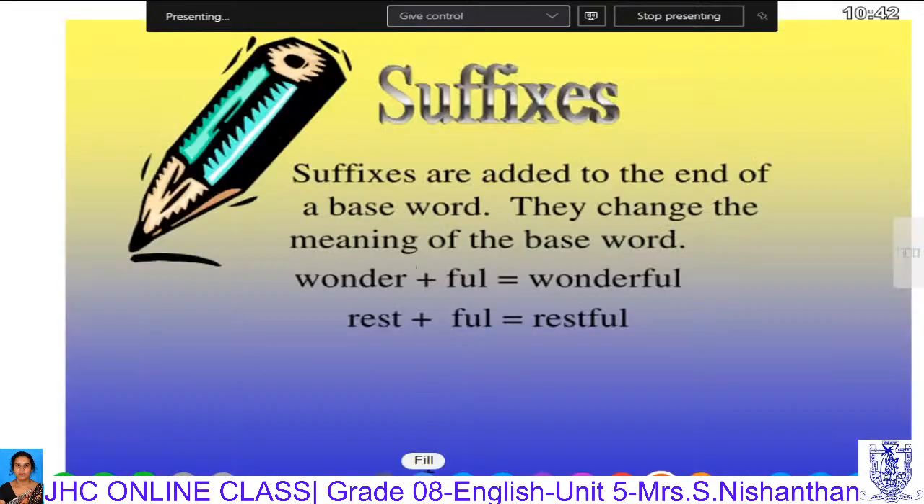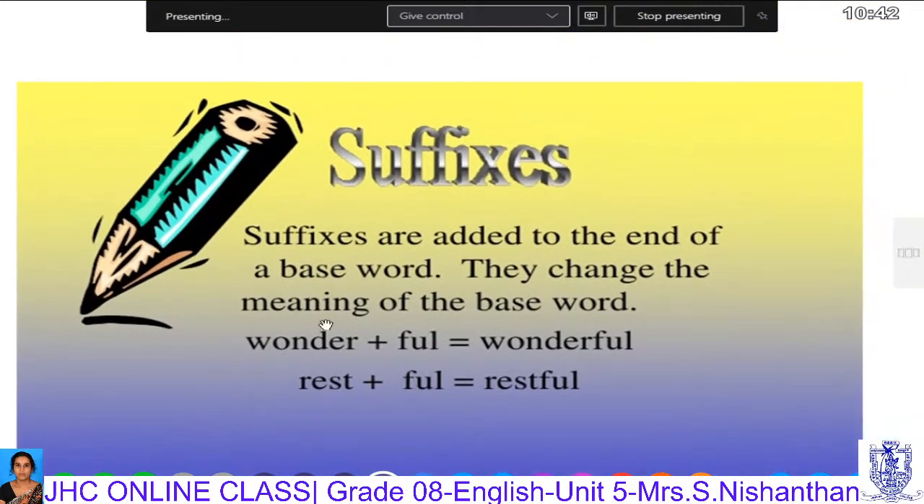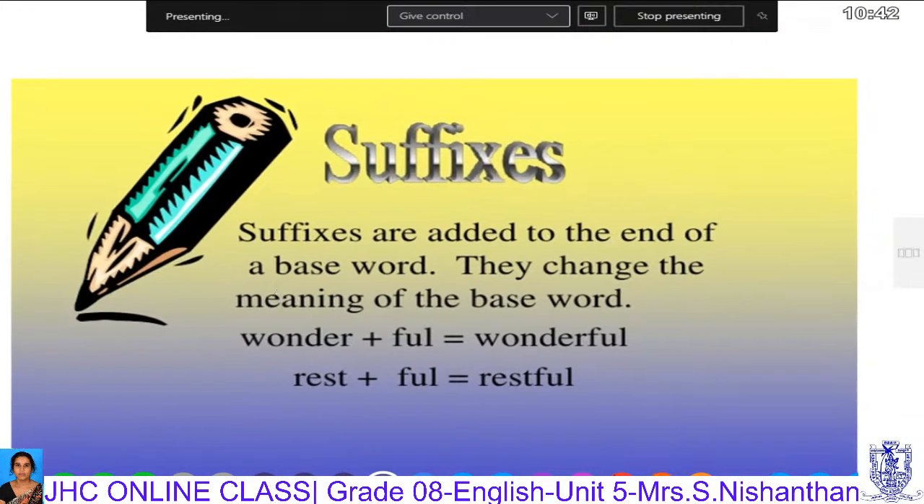Right. Then now let's go to suffixes. Suffixes are added to the end of the base word. They change the meaning of the base word. They change the word class also. It changes the adjective into adverbs, or the verb into noun, like that. Change the meaning or the word class of the base word.